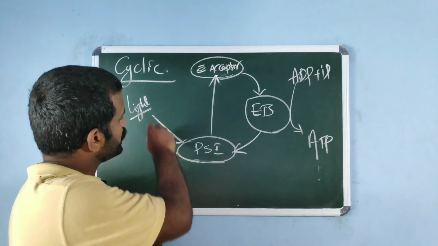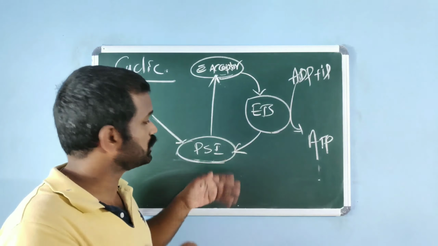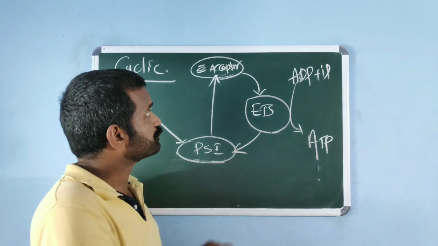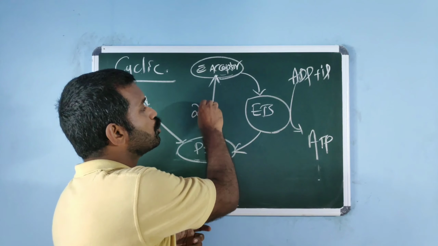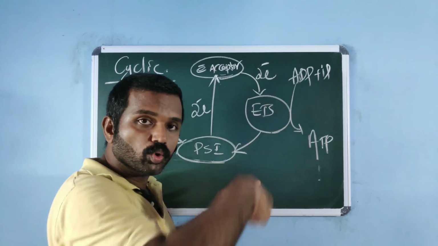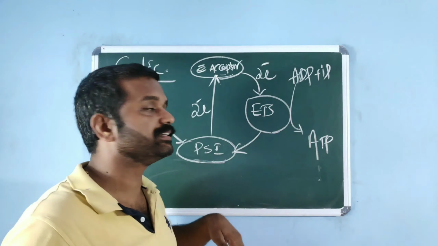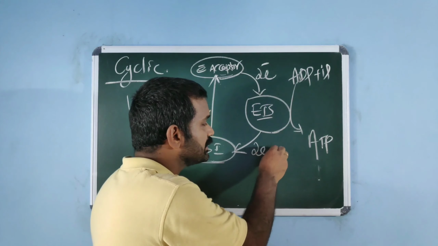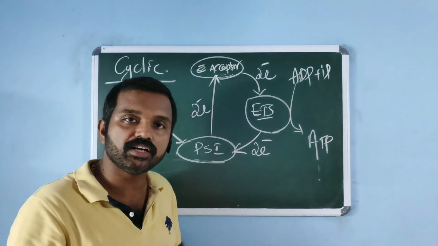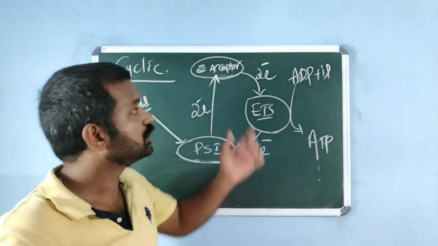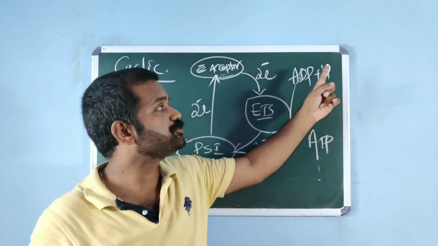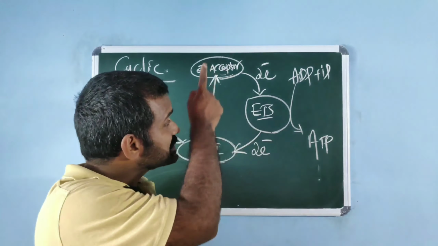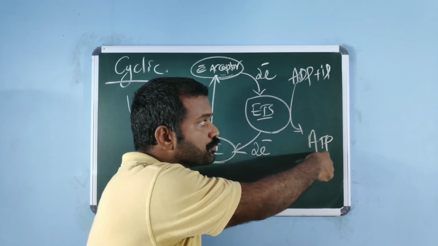And here first, when light falls on photosystem 1, it gets excited, and electrons are accepted by the primary acceptor. From the primary acceptor, this electron passes through a series of electron carriers collectively called the ETS, electron transport system, and finally that electron returns to photosystem 1. During this electron transport, ADP combines with inorganic phosphate and ATP synthesis takes place. That is why it is known as cyclic photophosphorylation.